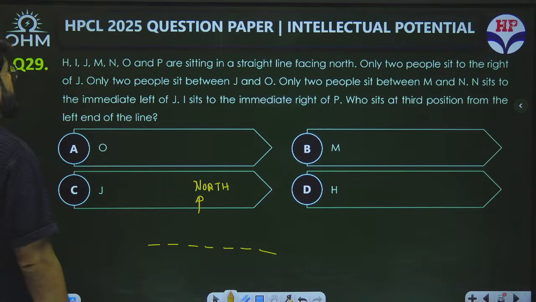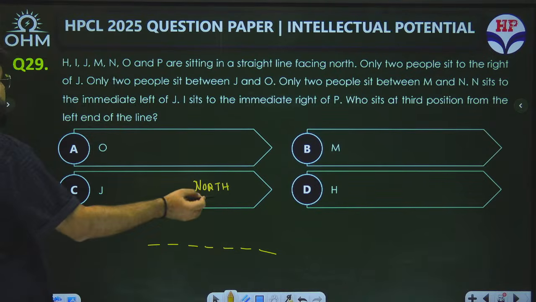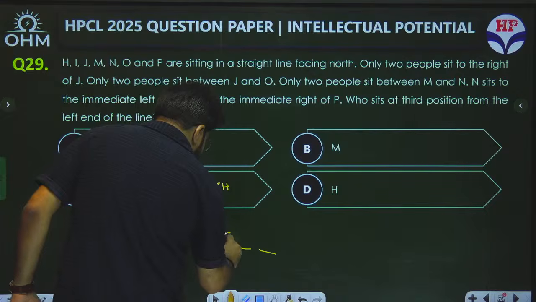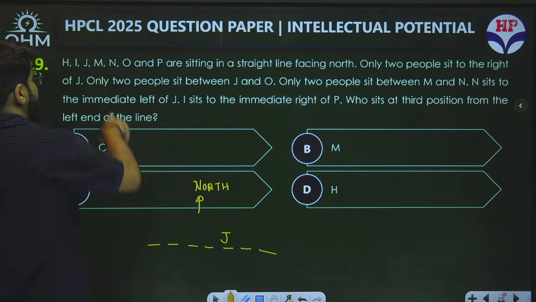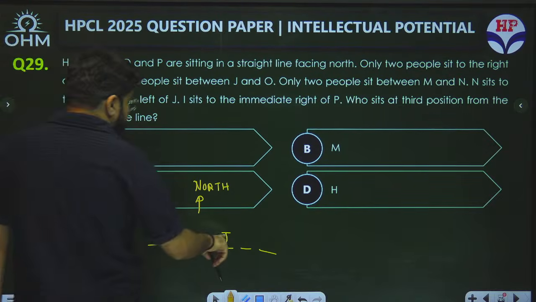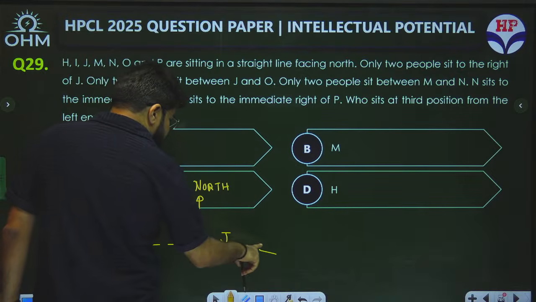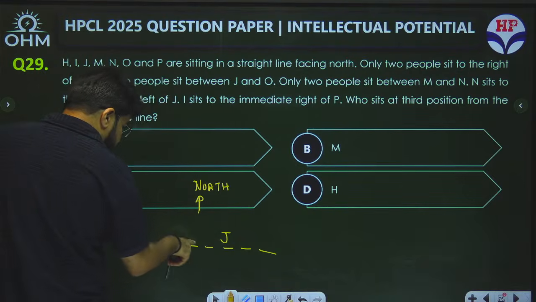Okay, only 2 people sit to the right of J. So very clear. Only 2 people sit to the right of J. J comes up here. Okay, then only 2 people sit between J and O. So where is O? 2 people sit between J and O, but O cannot be here. So 2 people sit between J and O.